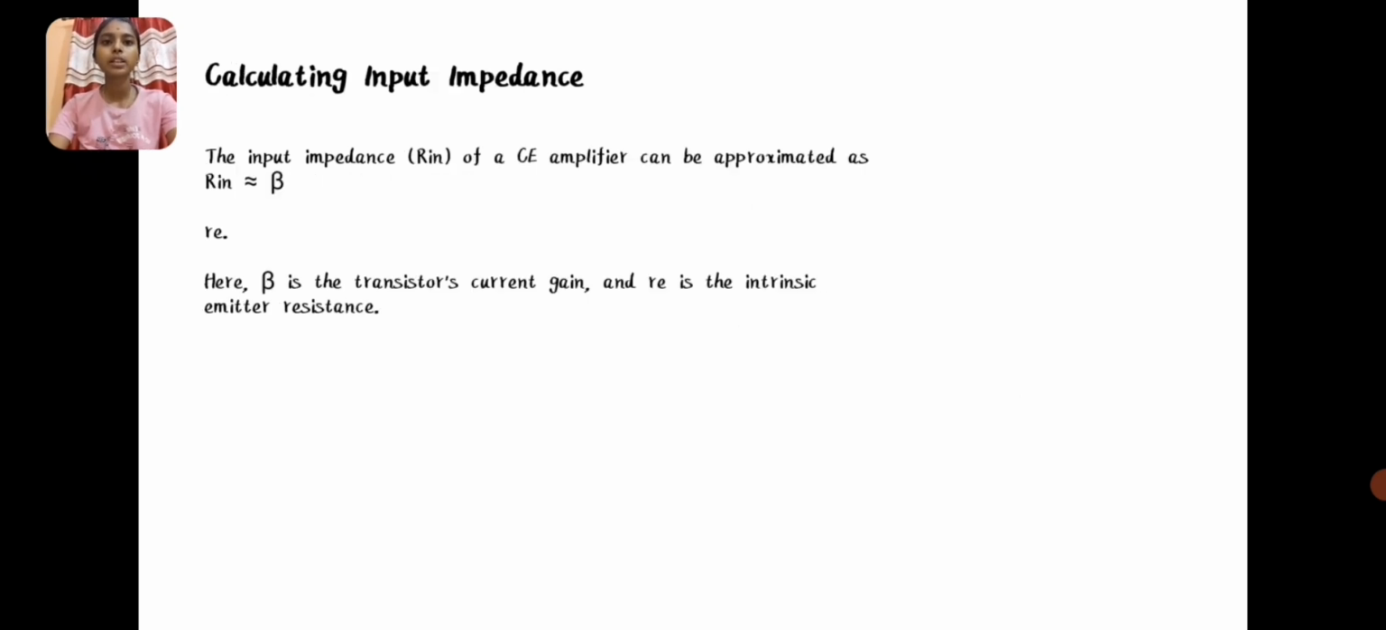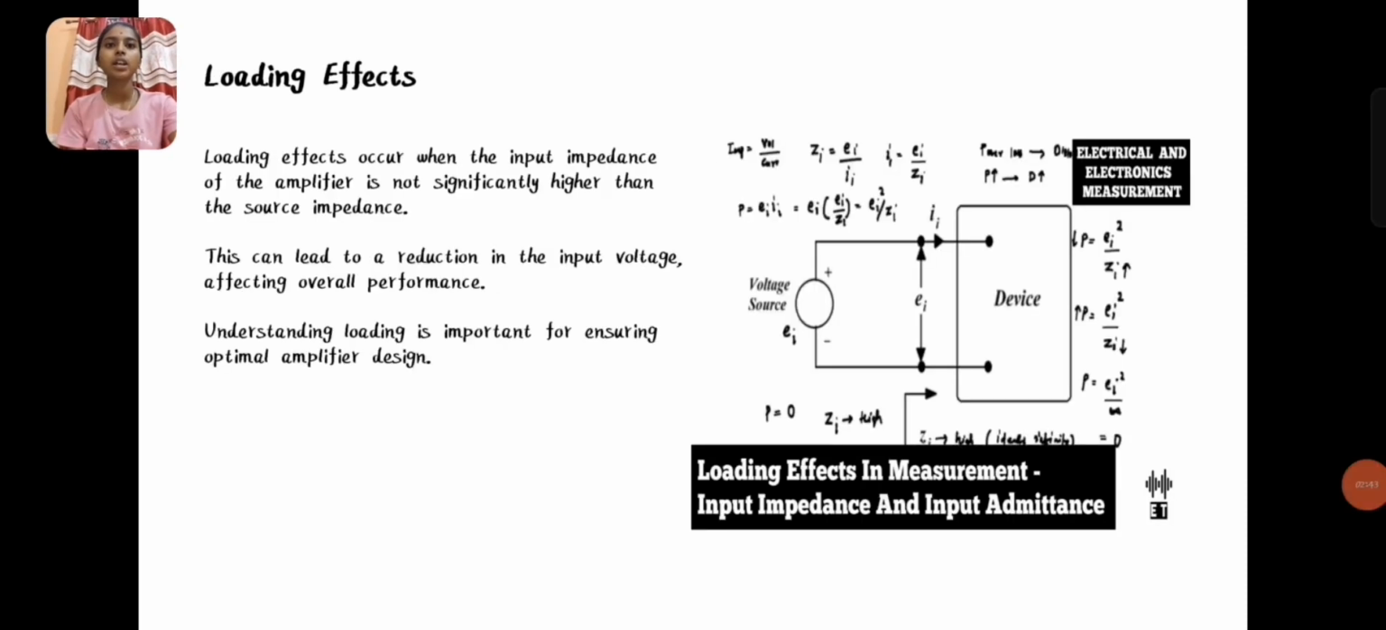Calculating input impedance. The input impedance of a CE amplifier can be approximated as Rin equals beta times Re, where beta is the transistor's current gain and Re is the intrinsic emitter resistance. Loading effects occur when the input impedance of the amplifier is not significantly higher than the source impedance. These can lead to a reduction in the input voltage, affecting overall performance. Understanding loading is important for ensuring optimal amplifier design.